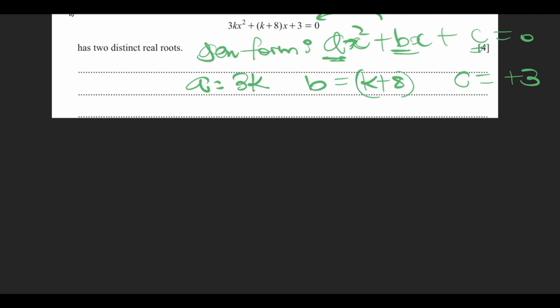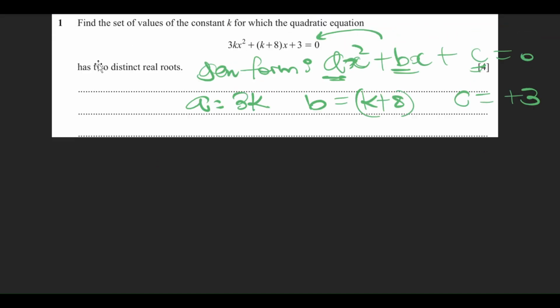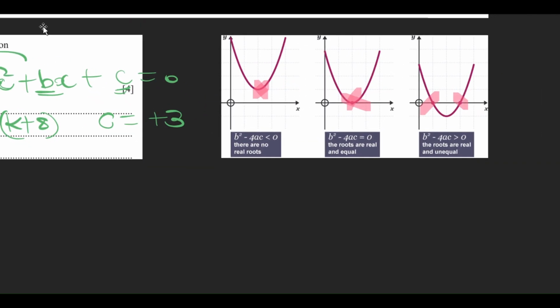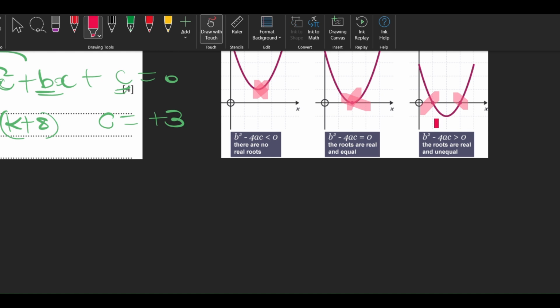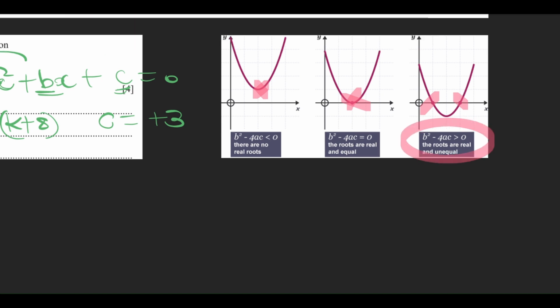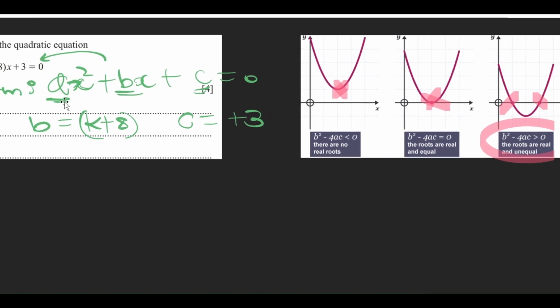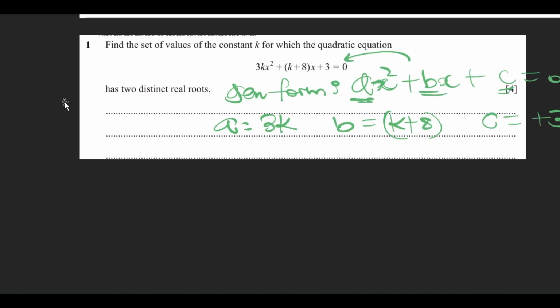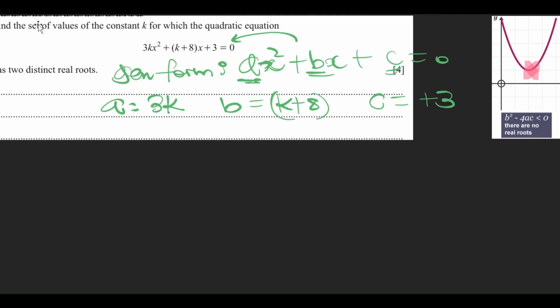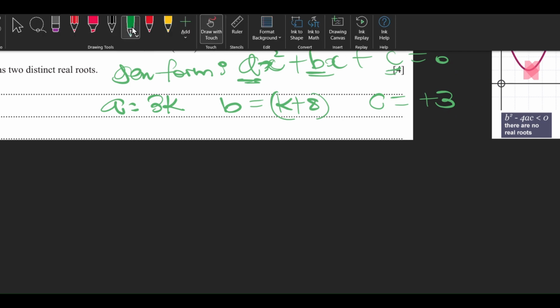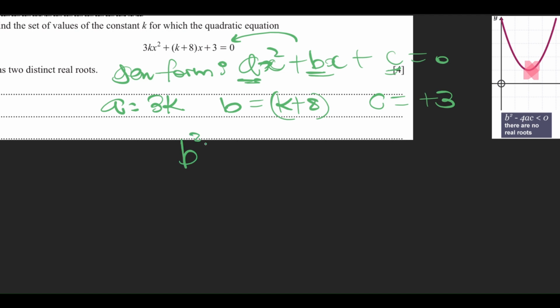Now, you have to use these values and connect them with the concept of two distinct roots. So we're going to use b squared minus 4ac is greater than 0, because that's the only time you'll have two distinct roots. So that's the first thing you're going to put down: b squared minus 4ac is greater than 0. This is what we call the discriminant.